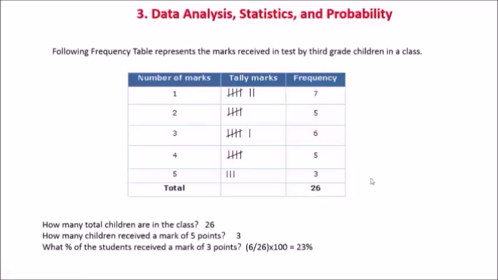Then how many children received 5 points, 5 marks? 3 children got exactly 5 points, okay? And what percent of students received a mark of 3 points? For 3 marks, there are 6 students, right? So if you want to calculate the percent, it's 6 out of 26, right? 26 is the total number. 6 out of 26 times 100. So 23% of the class got a score of 3 points, okay?